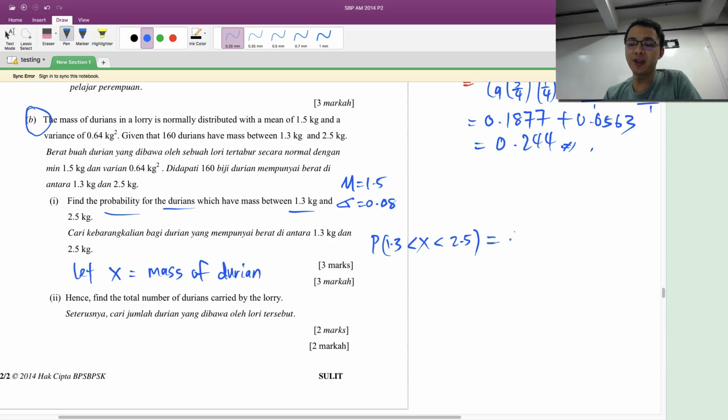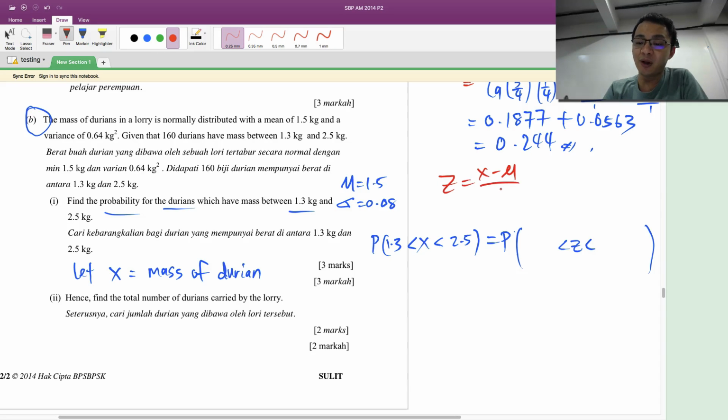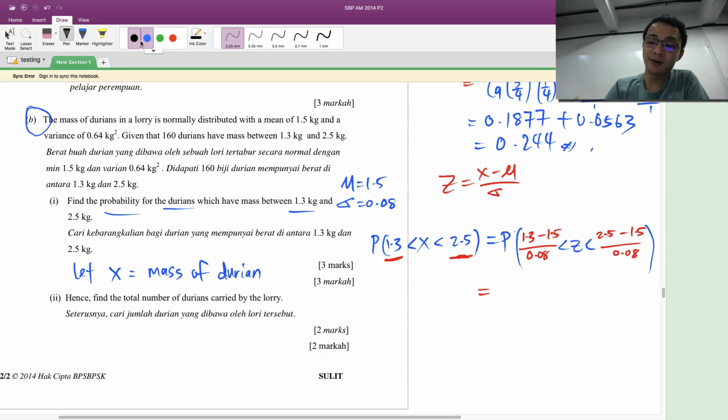What you need to do first is change them into z. The first formula is z equals X minus mean over standard deviation. This is my X value. So X minus mean, which is 1.5, over the standard deviation. This is X 2.5 minus mean 1.5 divided by the standard deviation. This is how I get my z value. Of course, over here you just use the calculator. 1.3 minus 1.5 divided by the standard deviation.